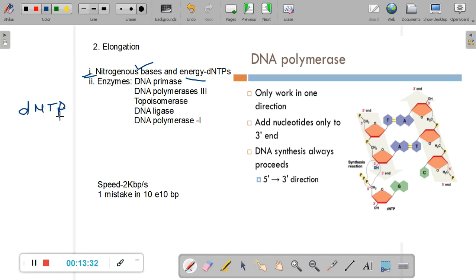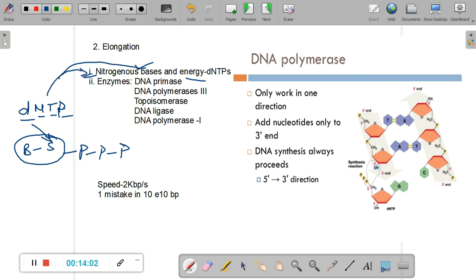And what do these stand for? They stand for Deoxyribonucleoside Triphosphate. So deoxyribonucleoside, what does that mean? It means a base, it means a sugar. So that's a nucleoside. Why do we call it deoxyribonucleoside? Because the sugar here is a deoxyribose sugar. But how many phosphates do we have? We've got 3 phosphates attached to it. Now these particular dNTPs serve as the source of nitrogenous bases and also as the source of energy.